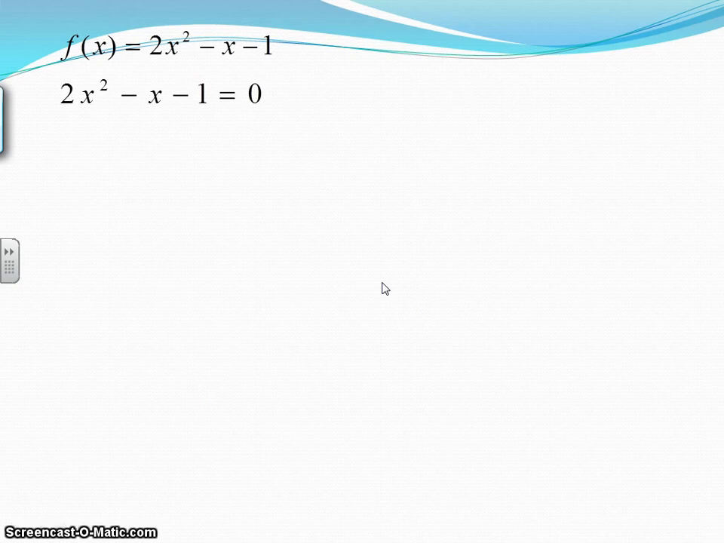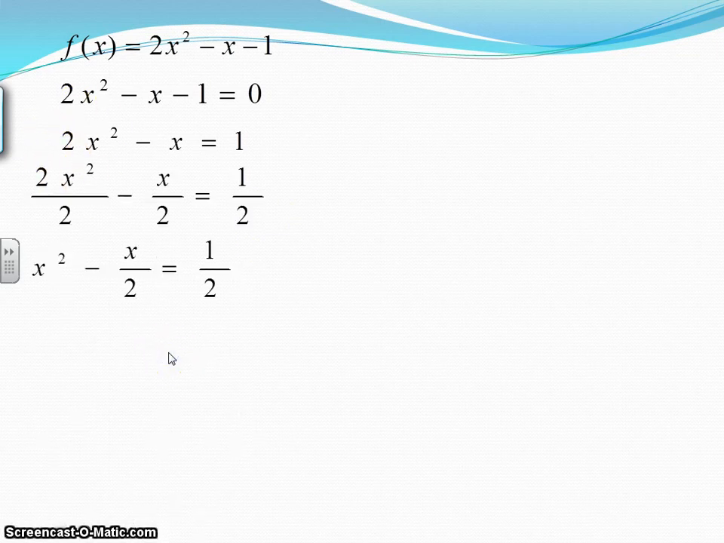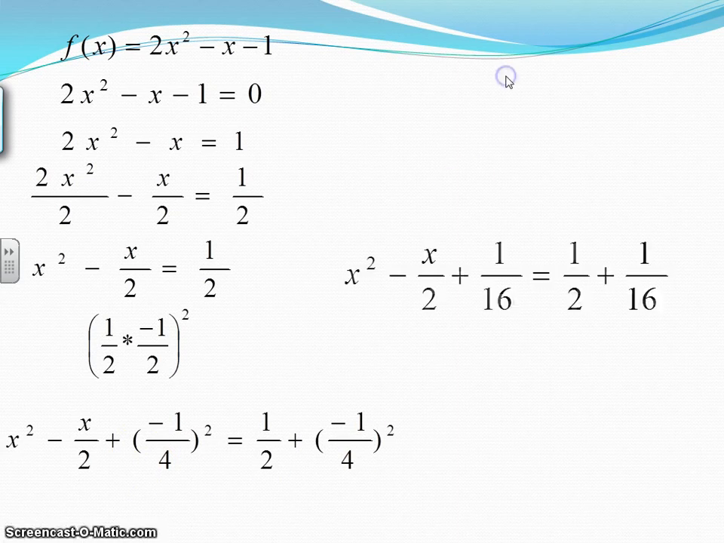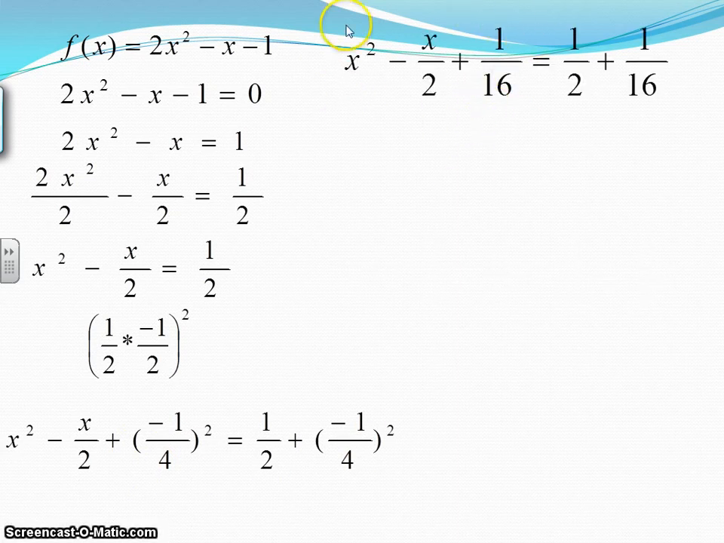Step 1, set it equal to 0. Isolate the x terms. Make sure that a is equal to 1. So I'm dividing everything by 2. I now take half of negative 1/2 quantity squared and add that to both sides of the problem. I now have created a perfect square trinomial.